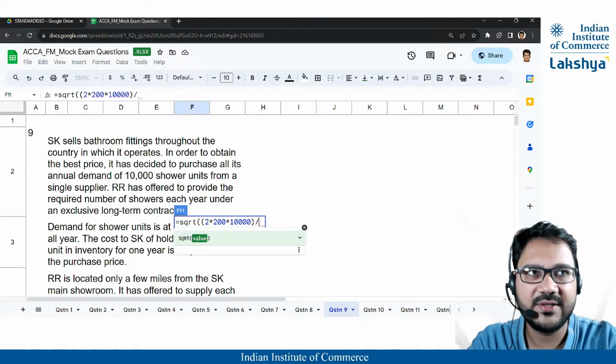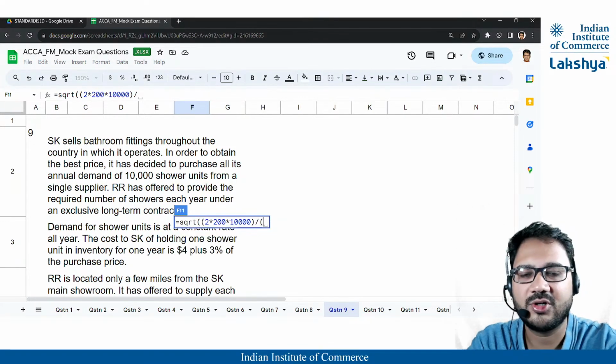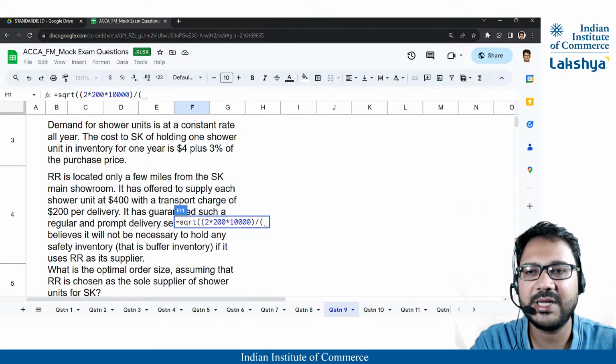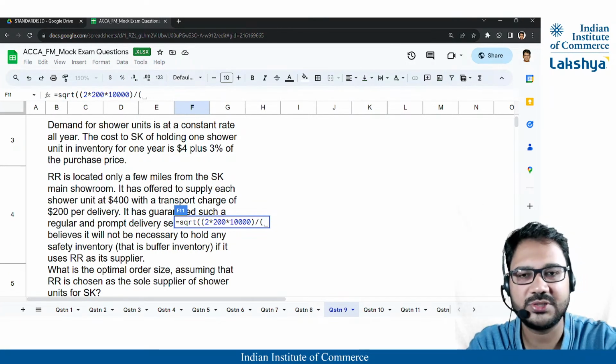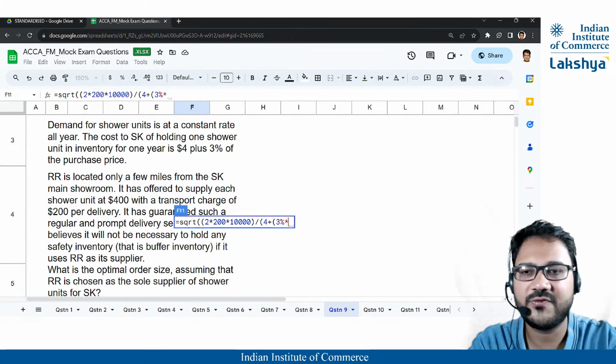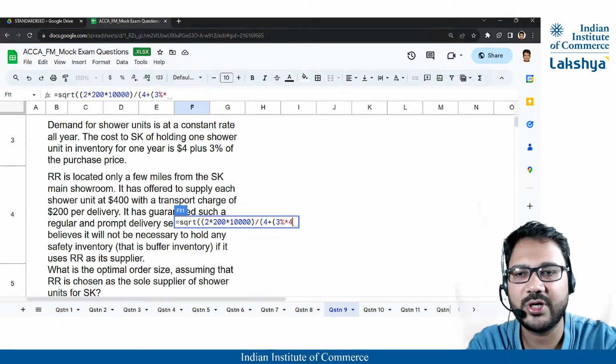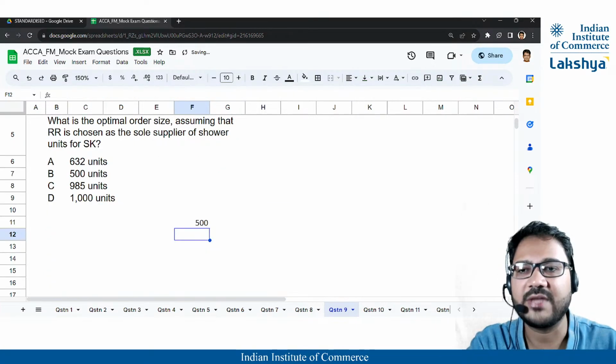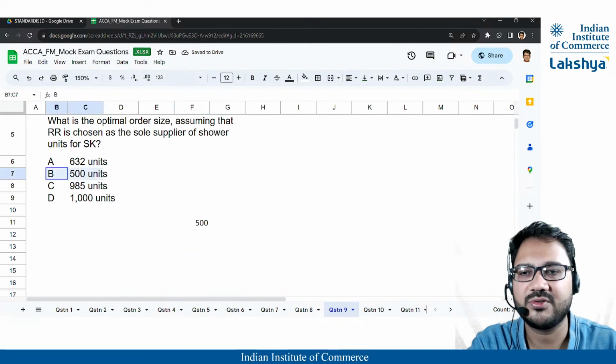Divided by holding cost. Now, holding cost, they say, is $4 plus 3% of purchase price. So it's $4 plus 3% of purchase price, and purchase price is $400. Bracket close. So we have 500 over here.